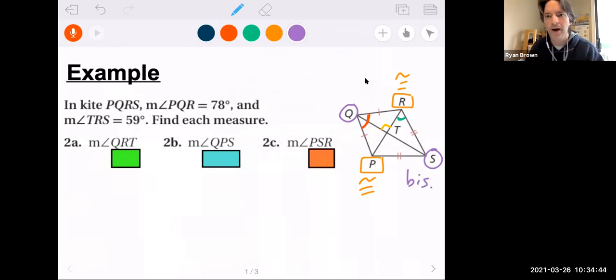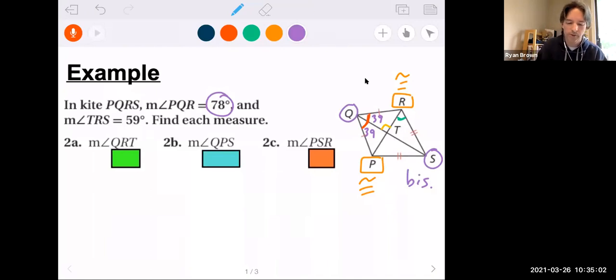So if Q is being bisected, that means if the entire angle we said was 78 degrees, let's divide that by 2 because it's being bisected. That means this little piece is 39 and this little piece is 39. Awesome. Okay, we know we've got 90. We know that TRS is 59.